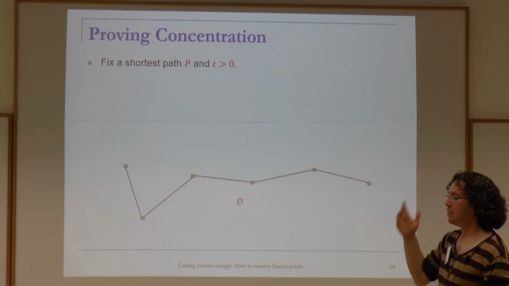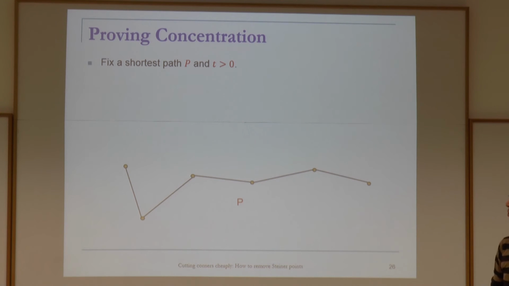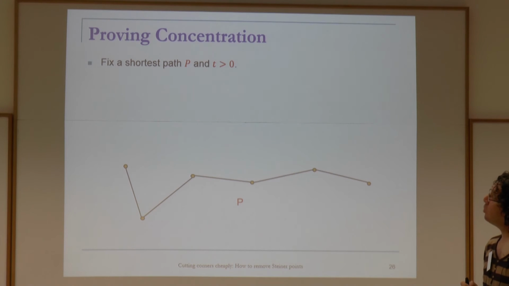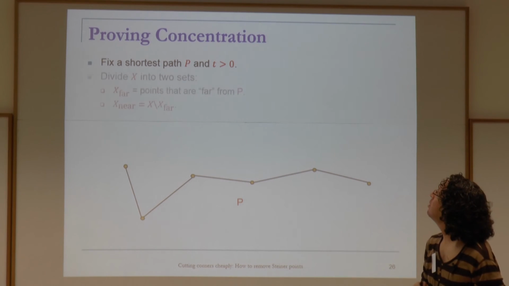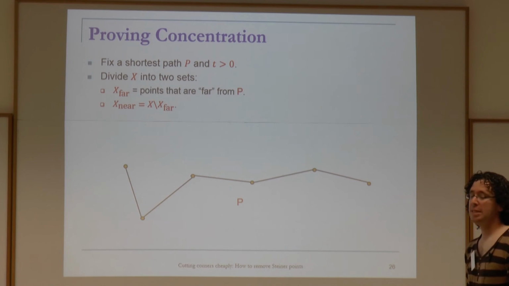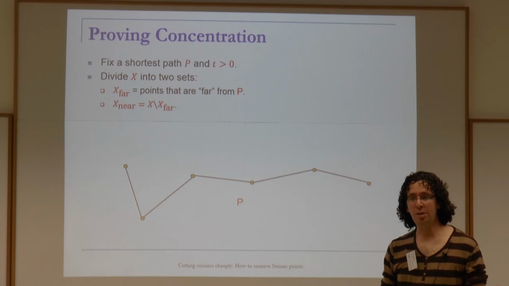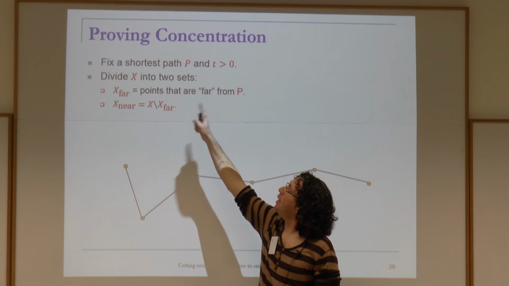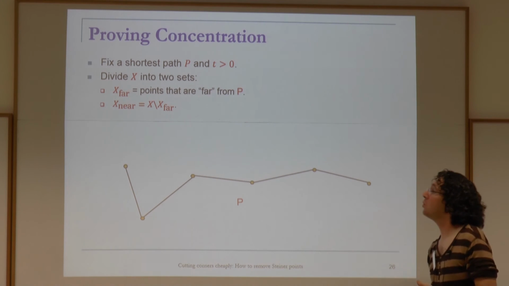Now, this is the same distribution that Bartal used, so we don't prove the first two properties, but for the third property, I will show the flavor of the proof. We fix some shortest path and some positive t. There are two properties of the truncated distribution that we want to use. The first is that it's bounded, and the second is that it's almost memoryless. So we divide the points in the metric space into points which are far from the path and points that are close to the path.